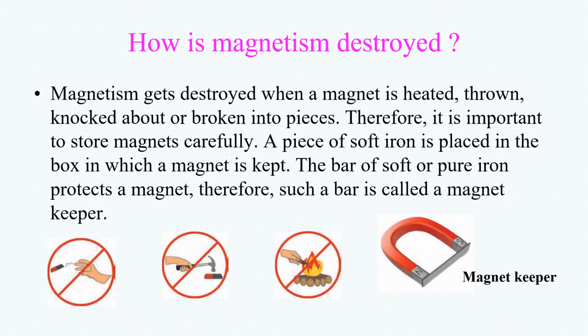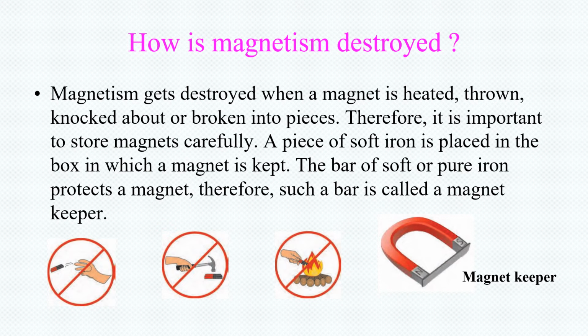Therefore, it is important to store magnets carefully. A piece of soft iron is placed in the box in which the magnet is kept. You will notice here in this picture the magnetic keeper. There is a horseshoe magnet and in front of it a soft iron piece is placed so that it is not affected by the outside surroundings.